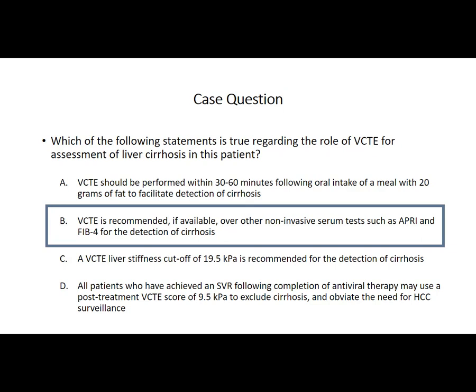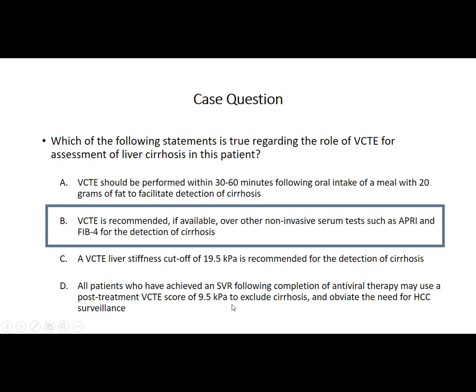Honestly, we ask our patients to be fasting for at least 2 or 3 hours before we do the test, because a large meal increases portal blood flow to the liver, which actually increases liver stiffness. A VCTE liver stiffness cutoff of 19.5 is recommended for the detection of portal hypertension. We'll talk about that in a minute. So it's not, and actually cirrhosis is 12.5.